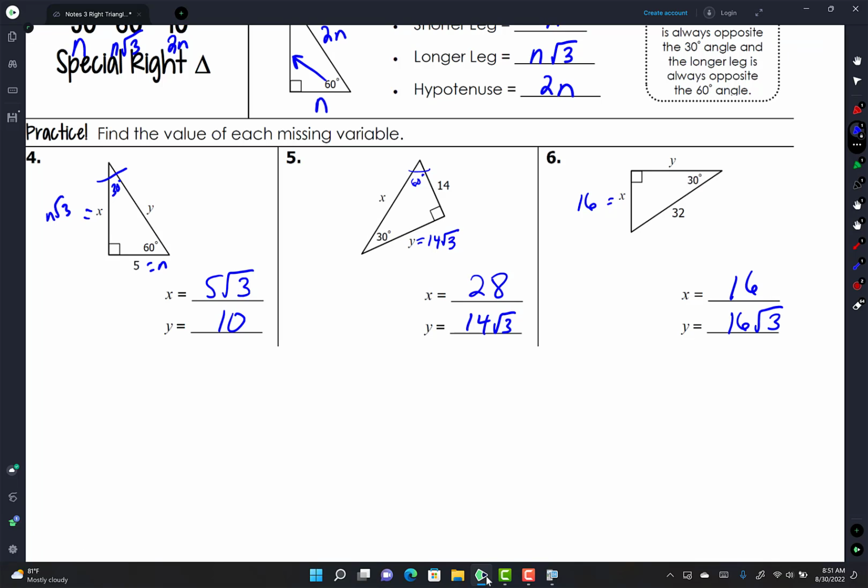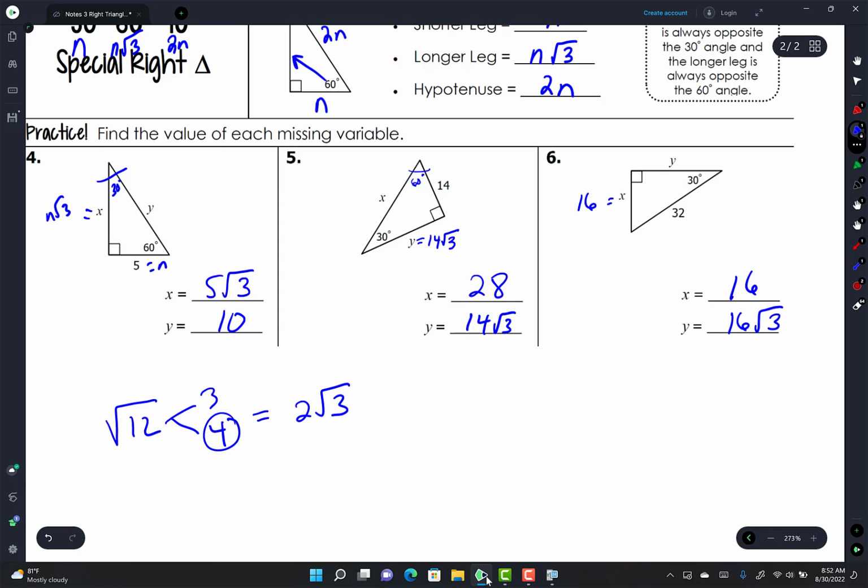All right, before we let you guys loose, there's a little bit that we got to talk to you about. Just a little bit. So, are you guys good with radicals? If I tell you square root of 12, can you reduce that? Yes. 3 times 4 equals 12, and the square root of 4 is 2. So 2 square root of 3 is equal to square root of 12, right?